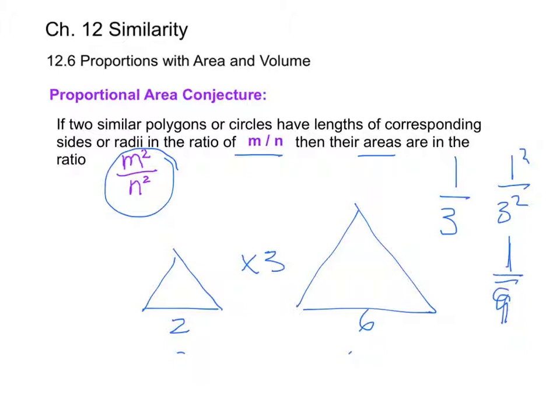That doesn't mean that the area of this triangle is going to be 1, or that the area of this triangle is going to be 9. It could be 3 and 27, or 4 and 36, but it's going to be in this ratio.